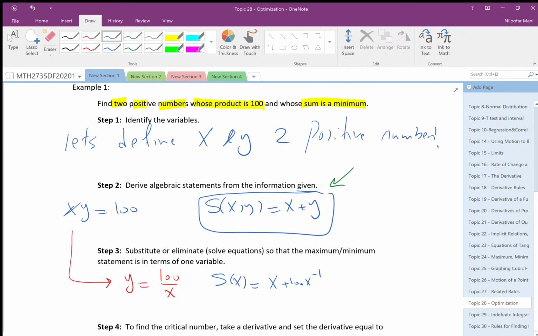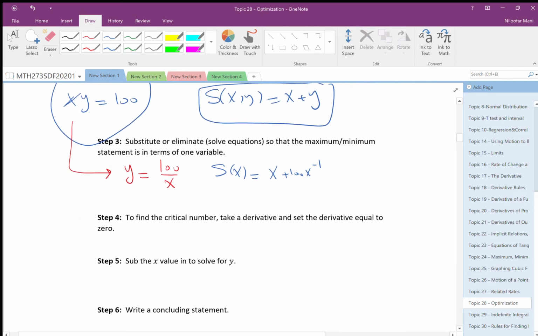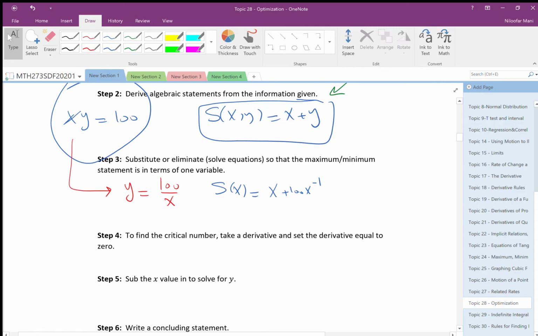So I am looking for two numbers whose product is 100 and whose summation is minimum, but the summation is x plus y, so I can't minimize directly. So I find y from one equation, and then I substitute. Now I can find the minimum. How do I find the minimum? Oh, I know. I do the critical point.